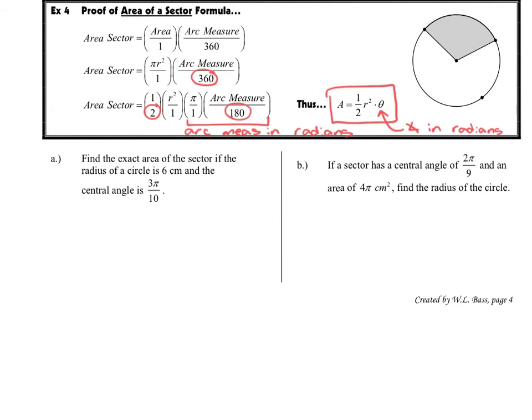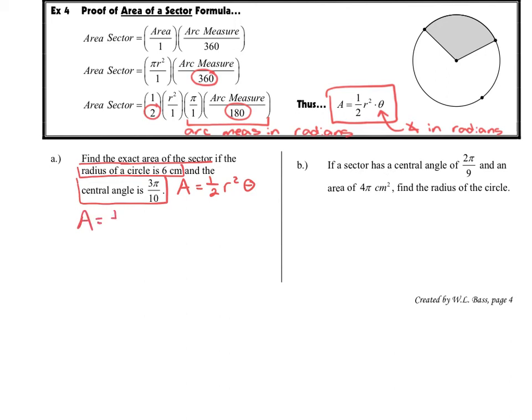So let's look at a couple examples. It wants to find the exact area of a sector. Okay, it's going to give us a nice radius here, and it's going to give us this central angle. Notice it's not specifically labeled as radians, but if it's not labeled as degrees, it's radians. So we're going to look at our formula. That's going to be the area is 1/2 r squared theta. I'd really encourage you to write the formula, because the more you write it, the easier it is to remember.